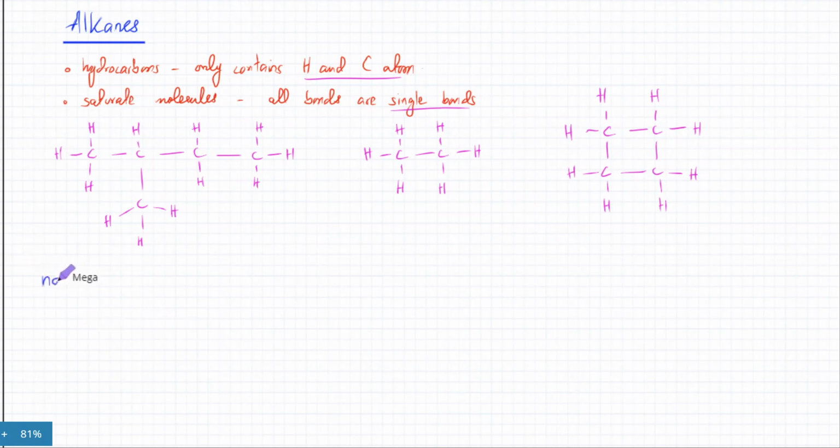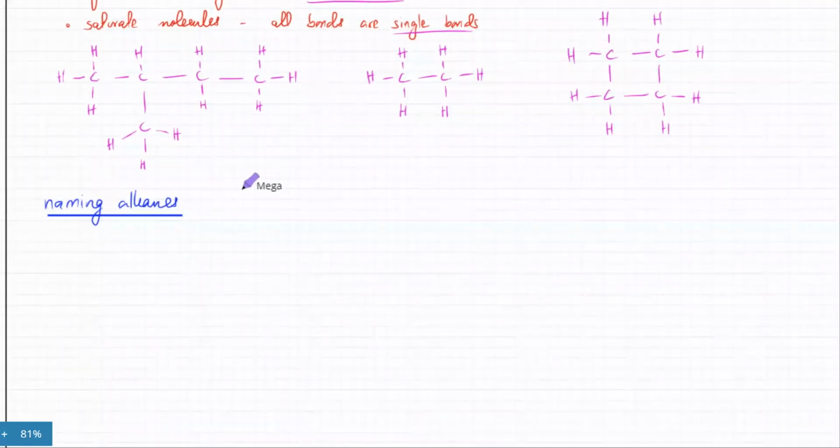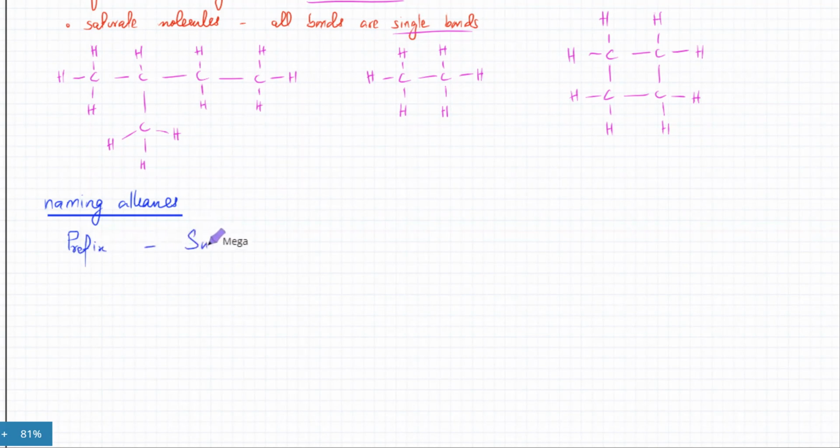So we're going to learn how to name alkanes, and we're going to learn how to name pretty much any other molecule as well. Every organic molecule has a prefix and a suffix, a starting part and an ending part. So for an alkane, the suffix is always A-N-E. It's always going to end with "-ane".